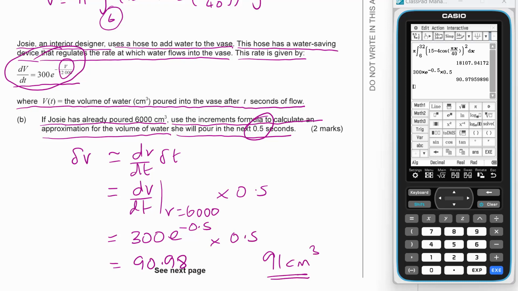The measurements that we had were all to the nearest whole number, apart from this 0.5 seconds, so we might make an argument here for 1 decimal place, but 91 seems appropriate.